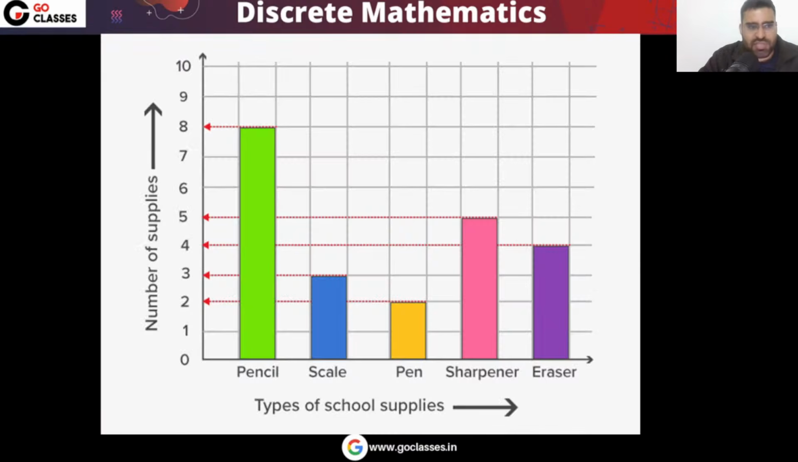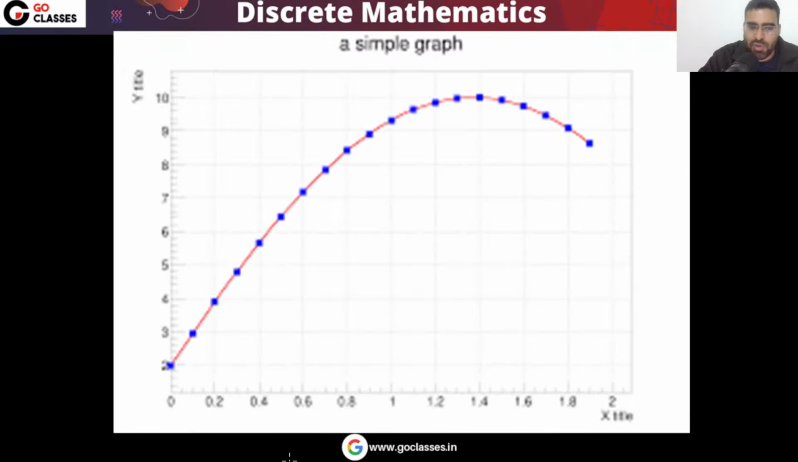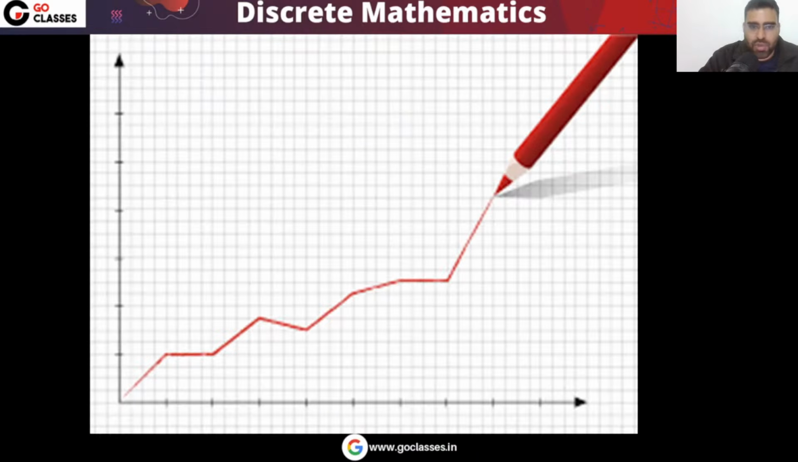In school life, you have seen this type of graph. But these are not the graphs we study in graph theory. Okay, these are not graphs. These are called plots. So remember, these types of graphs we don't study.